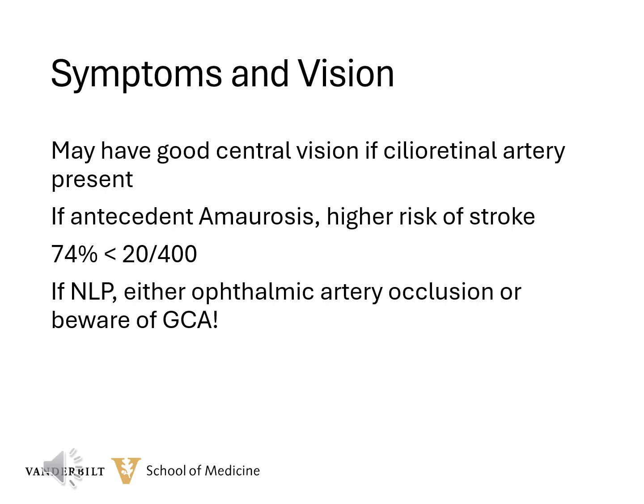On initial presentation, the vision may vary from 20/20 to hand motion in someone who has a central retinal artery occlusion. If the patient has an intact ciliary retinal artery, there may be an island of good vision centrally, but the rest of the vision is very cloudy. Some studies have shown that if there's a history of antecedent amaurosis fugax, there's a higher incidence of subsequent strokes.